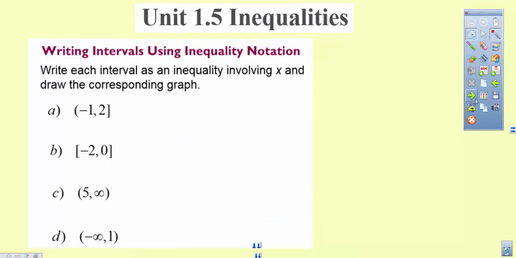Remember, when you're doing these, you can always hit pause, write your answer, and then watch and see if you did it correctly or not.